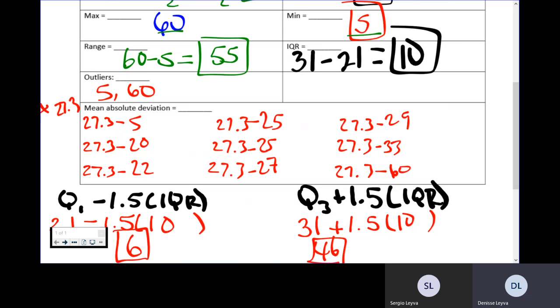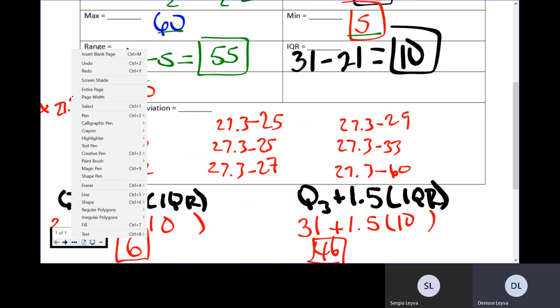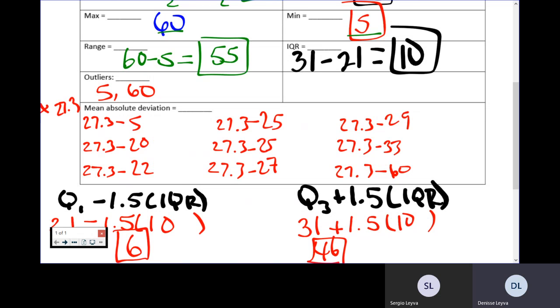Now, let's see. If I can see here, 27.3 minus 5, that's going to give me 22.3. And I'm going to try to use a different color right here.